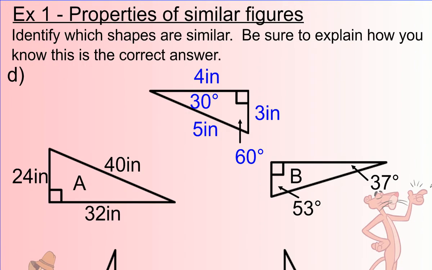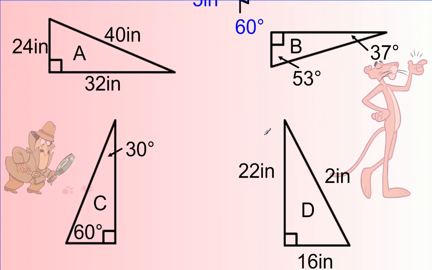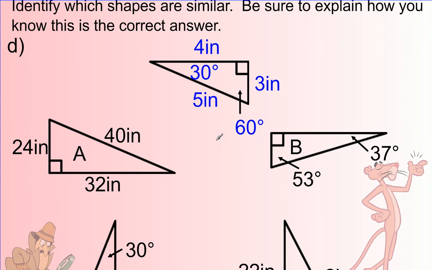Now, here's one for you to try. It's letter D, and it says identify which shapes are similar. Be sure to explain how you know this answer is correct. You have A, B, C, D on your paper, already filled in. What you don't have is the measures of this top triangle. So this top triangle, this angle is 30 degrees. This angle is 60 degrees. The hypotenuse of this triangle is 5 inches, the short side is 3 inches, and the other leg is 4 inches.